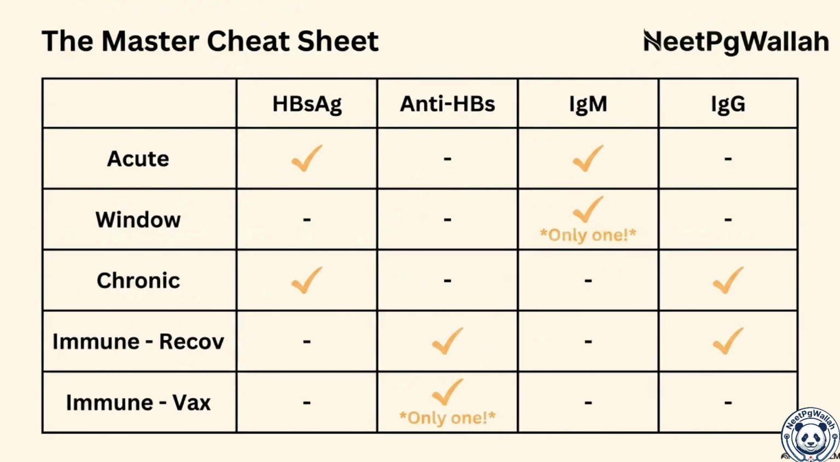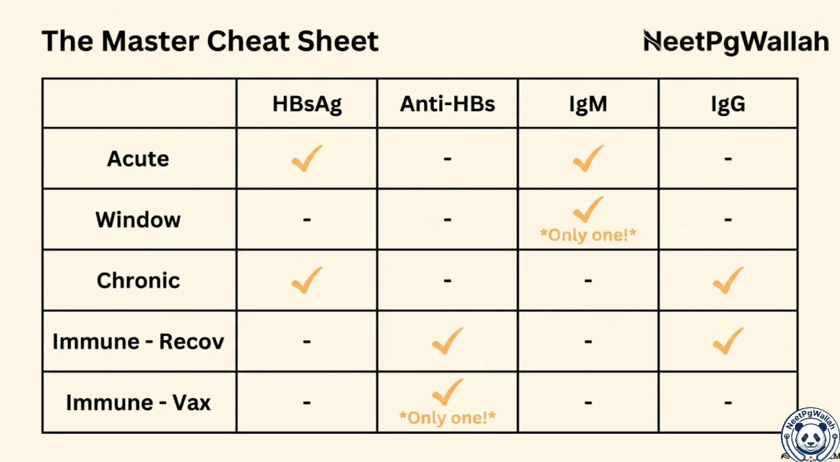So when you put all of this SMGS logic together into that big, scary table, it suddenly builds itself effortlessly. Let's think through it. Acute: surface antigen is positive, and our first responder IgM is positive. The window? Both surface markers are negative, but IgM is our single positive lifeline. Chronic? Surface antigen is still positive, but enough time has passed that IgM has swapped out for our veteran IgG.